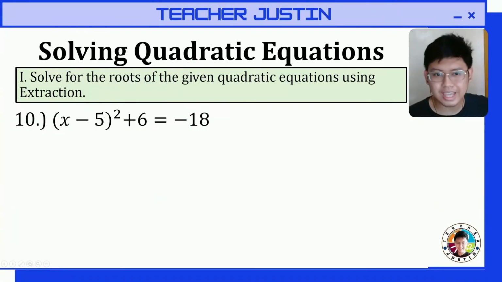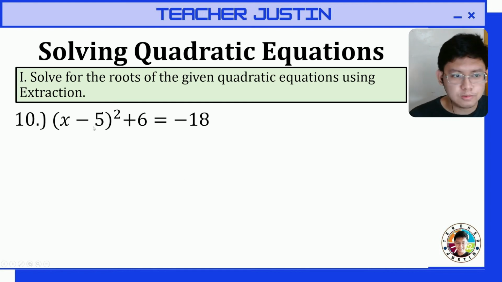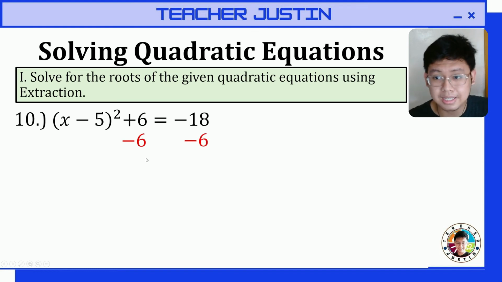Alright. Okay, let's solve for the roots of this quadratic equation using extraction. So, we're given the square quantity of x minus 5 plus 6 is equal to negative 18. Para masagutan natin tong quadratic equation na to, let's remove all the numbers surrounding x para maiwan na lang yung variable x dito sa left side. So, tanggalin muna natin si positive 6, lipat natin sa kabila by subtracting both sides by 6.